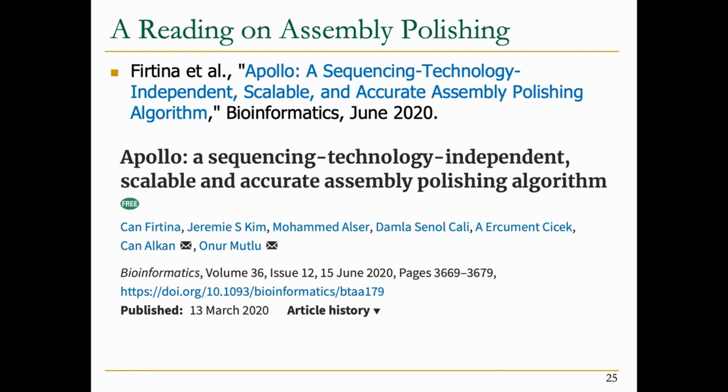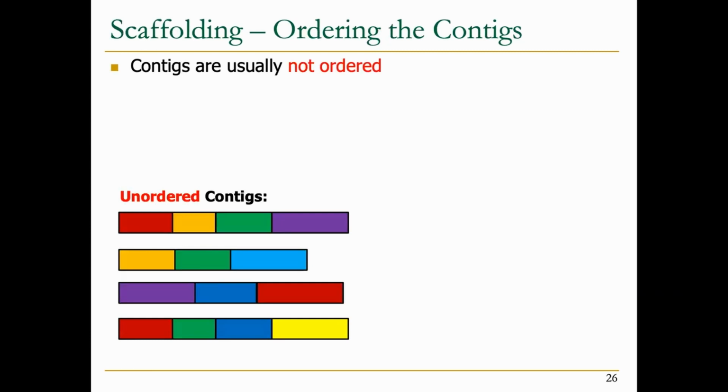Another step to further improve the contiguity of the assembly is referred to as scaffolding, which is ordering the contigs. Once we generate the contigs, these are usually not ordered. These are basically larger pieces, longer than the reads, but still probably shorter than the chromosome or the genome itself. And we still don't know the order between them.